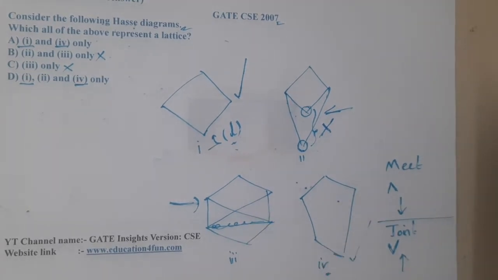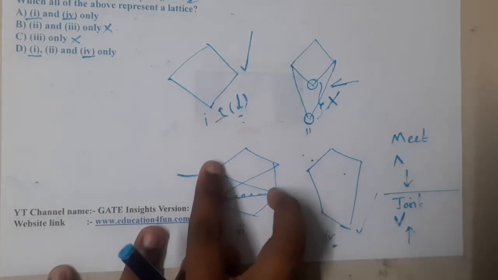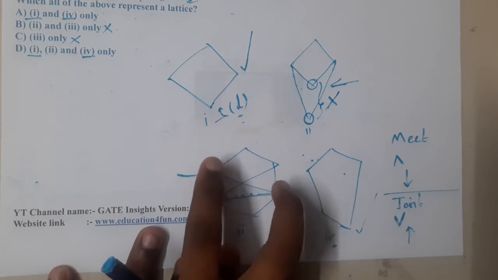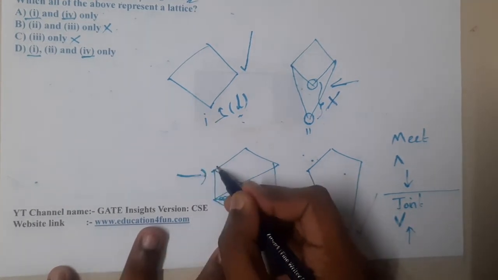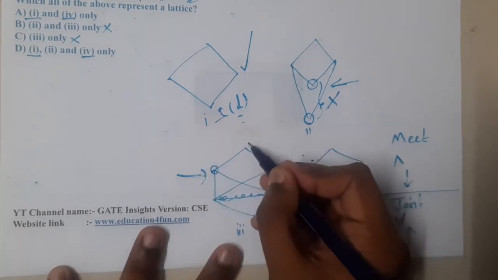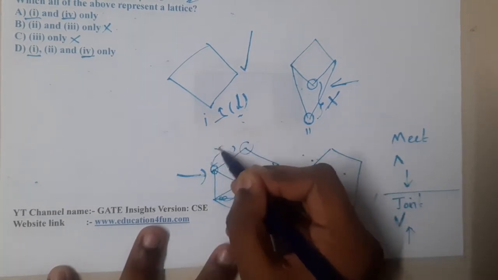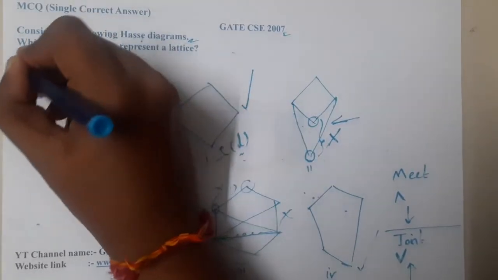In this option, for these two nodes, try finding the meet or the join. If this arrow comes here, this will be there, or else there is one more option. If you go in this way, you will find it here also. So there again, there are two options. With that understanding, you can eliminate that option also. So the final result will be A.